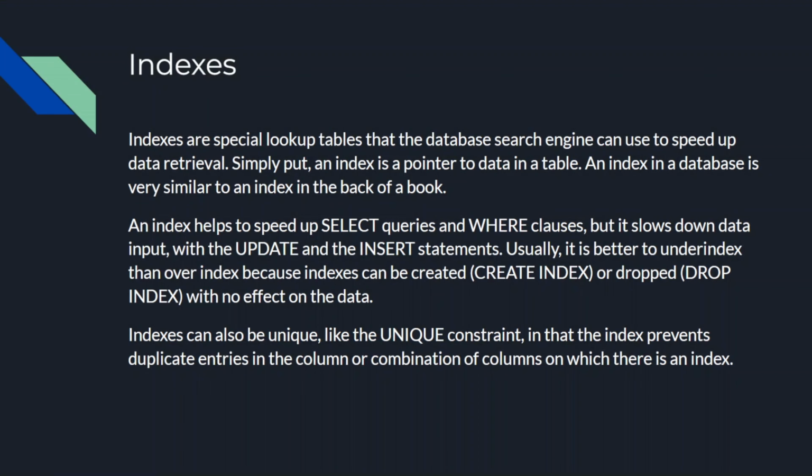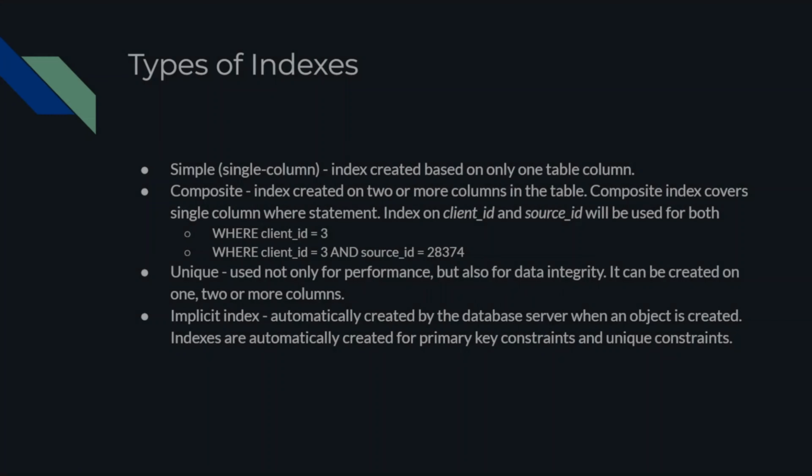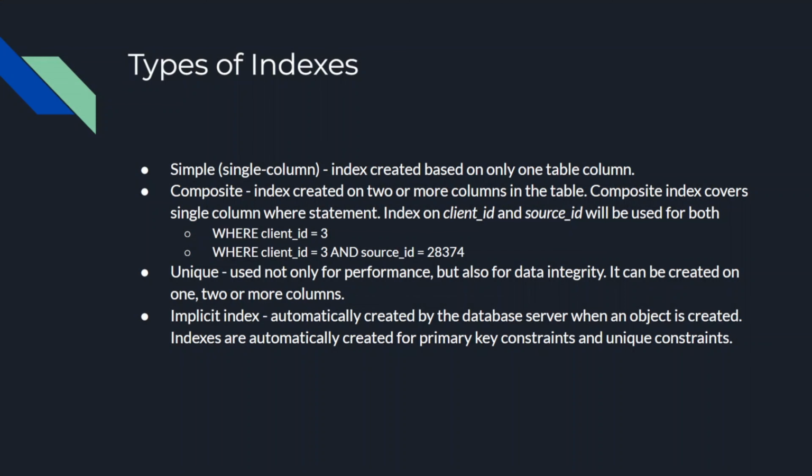Indexes play a significant role in optimizing database performance. They act like lookup tables that the database search engine can use to speed up data retrieval. Here's what you need to know about indexes. Simple single-column index, created based on only one table column, used to speed up select queries and where clauses. Composite index, created on two or more columns, providing better performance for specific combinations of columns in where clauses. Unique index, prevents duplicate entries in the indexed columns, enhancing data integrity.